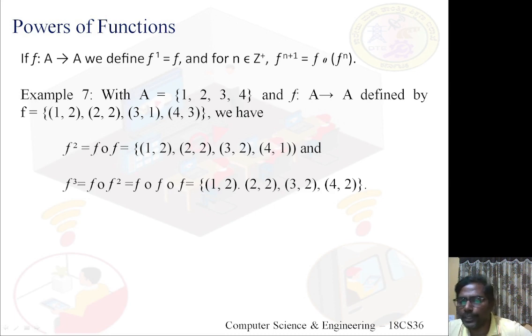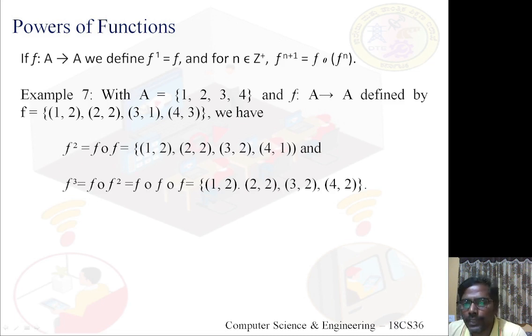Let me tell you how we obtain this f dot f. Initially from f, 1 is mapped to 2 and that 2 is mapped to 2. So 1 is mapped to 2. Next, 2 is mapped to 2, again this 2 is mapped to 2. So we have 2 mapping to 2. Next, 3 is mapped to 1 and this 1 is mapped to 2. So we have 3 mapped to 2. Next, 4 is mapped to 3 and 3 is mapped to 1. So we have a mapping from 4 to 1. This is how we obtain f square.